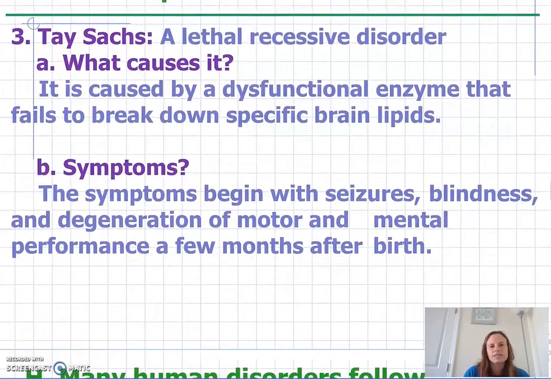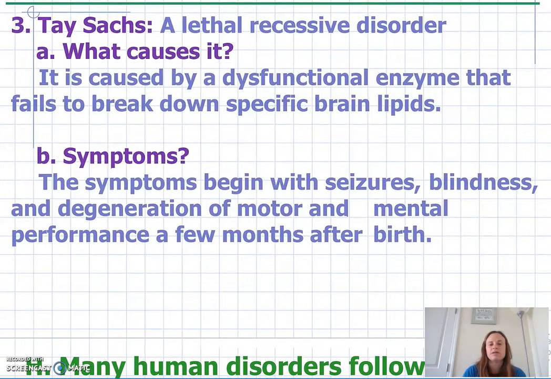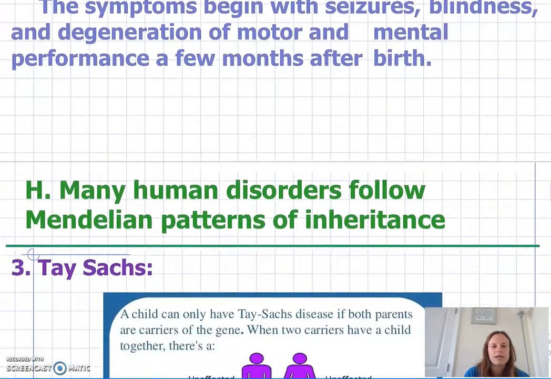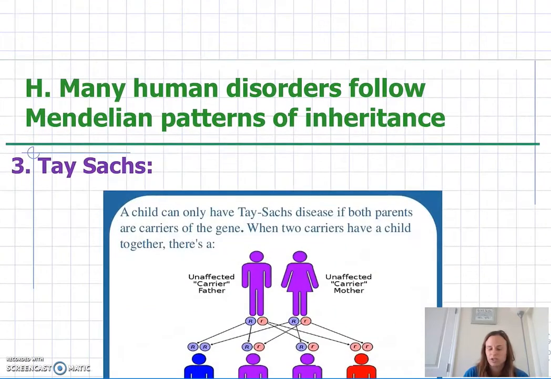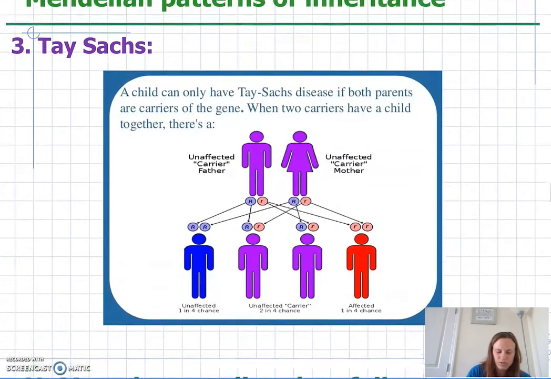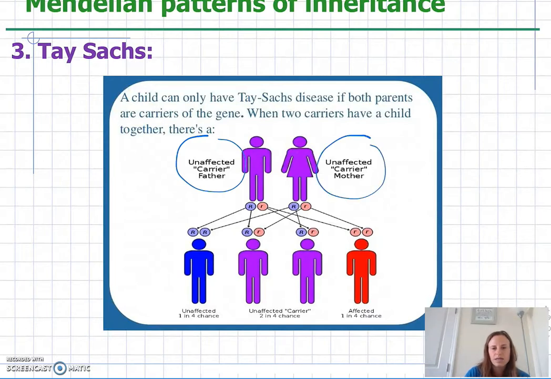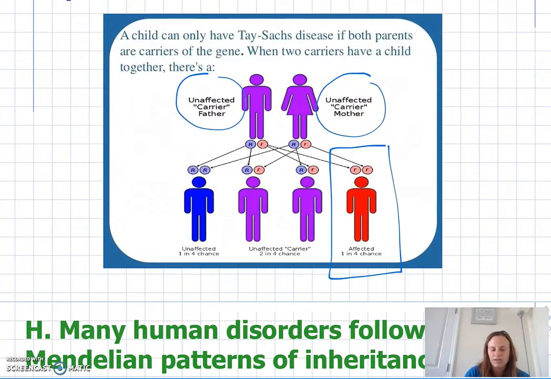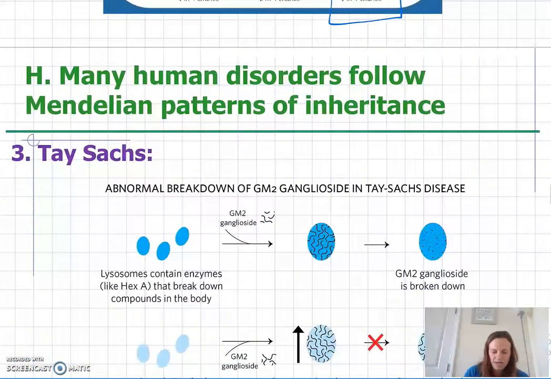Tay-Sachs is another example of a genetic disease that follows Mendelian patterns of inheritance. It's a lethal recessive disorder, and it's caused by a dysfunctional enzyme that fails to break down brain lipids. Usually the symptoms begin with seizures, blindness, degeneration of motor and mental performance after a few months of the child being born. Again, here's the pattern of inheritance when I have two unaffected parents that could potentially have an affected child. Now, this doesn't mean that all of their children are going to be affected. It just means that a child could potentially be affected. There's a 1 in 4 chance of each one of their children having Tay-Sachs.